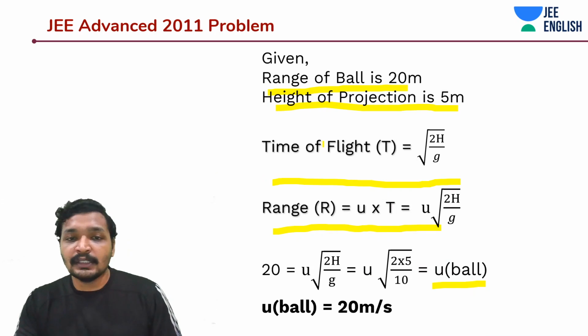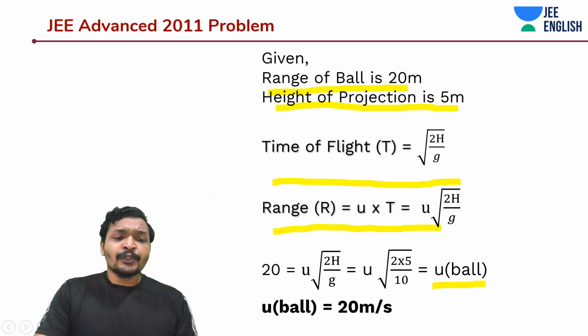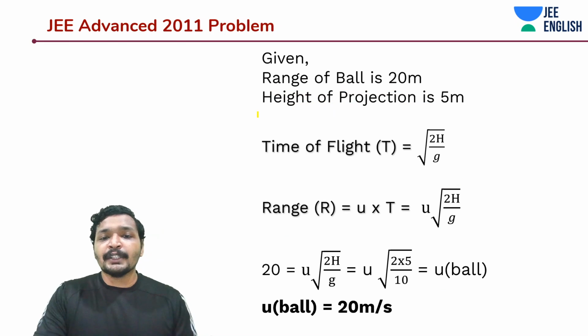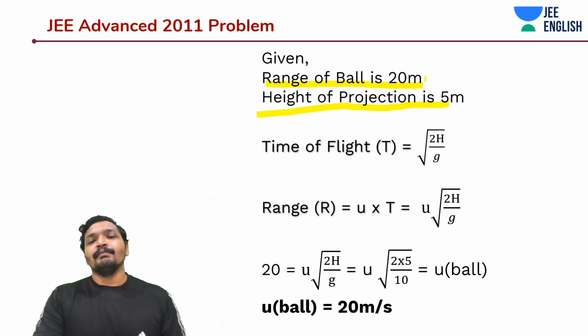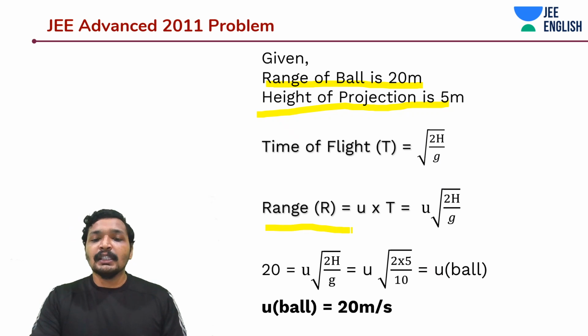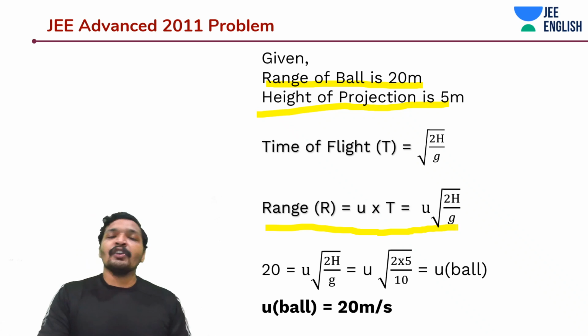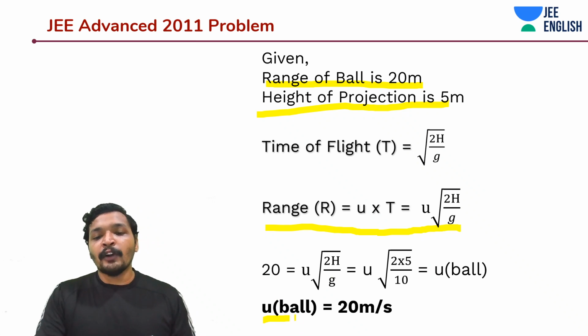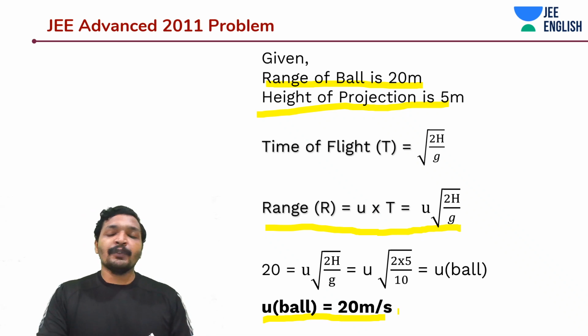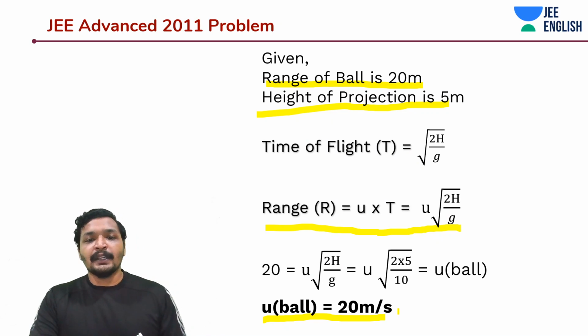But anyway, we'll have a look at the steps. So two things are given to us: the height of projection, from which we can find out the time of flight, and the range of the ball, which is 20 meters. Height of projection completely determines the time of flight, and the range determines the horizontal velocity, or the velocity after collision. So that would give me u of ball is equal to 20 meters per second, just how we did it while speaking.